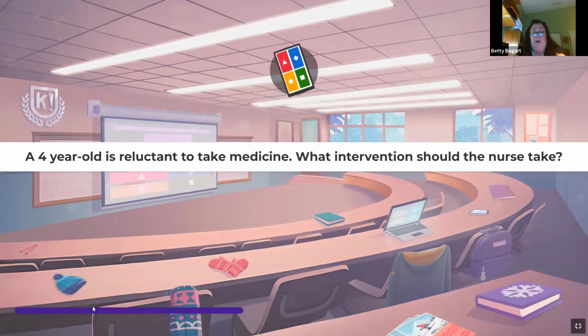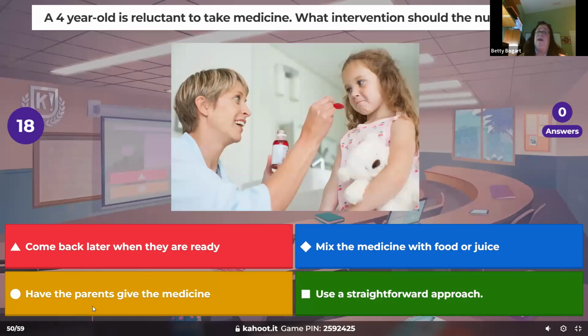A 4-year-old's reluctant to take medicine. What intervention should the nurse take? You know, many 4-year-olds, they just don't want it. They don't like it. They've had bad experiences.